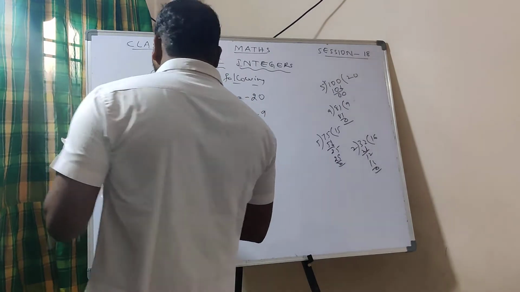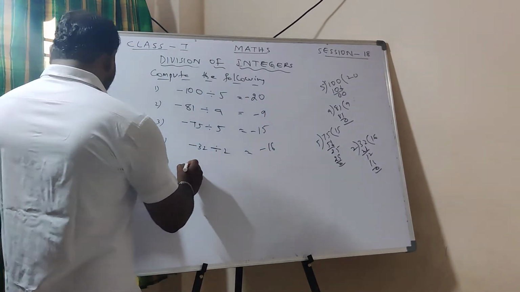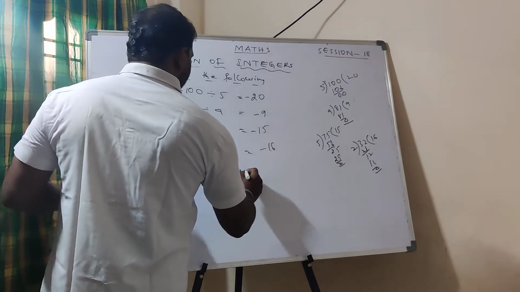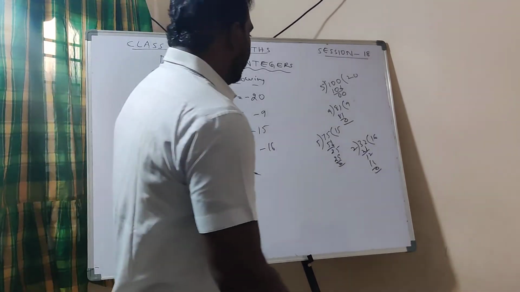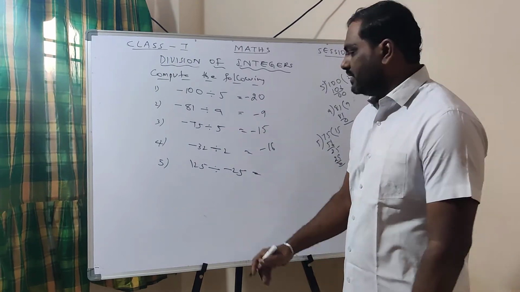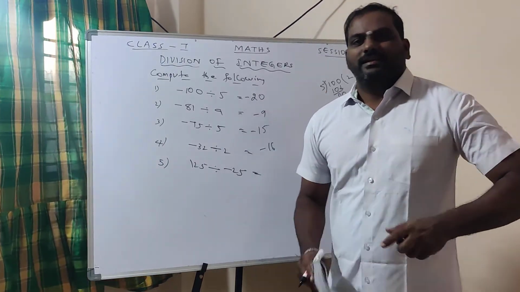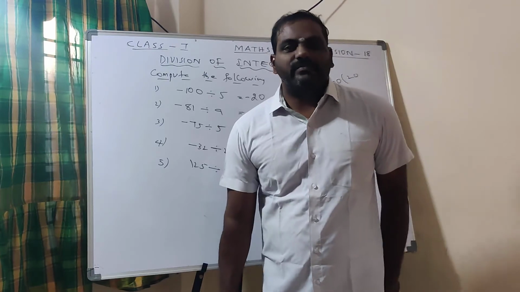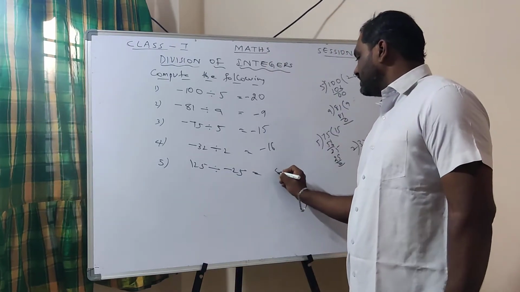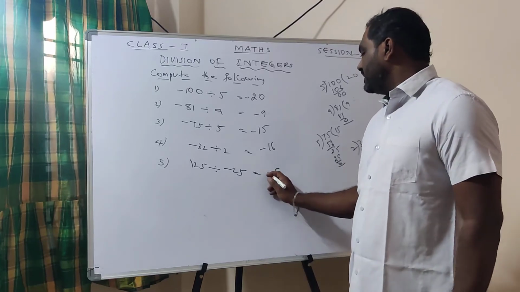And next one is question number 5. 125 divided with minus 25. So what is the answer? You know, minus 125. First divide with 125. 25 ones are 25, 25 twos are 50, 25 threes are 75, 25 fours are 100 and 25 fives are 125. So 5 is the answer and you have to write minus.